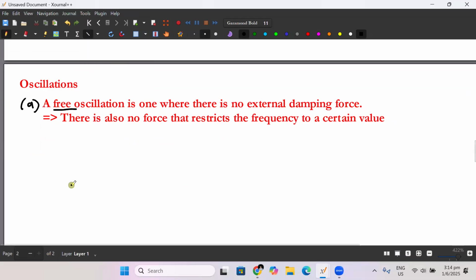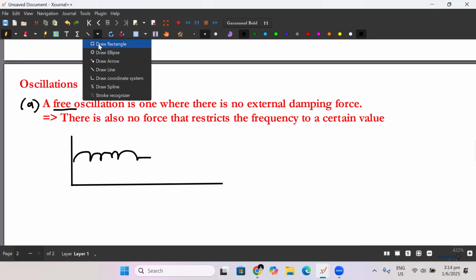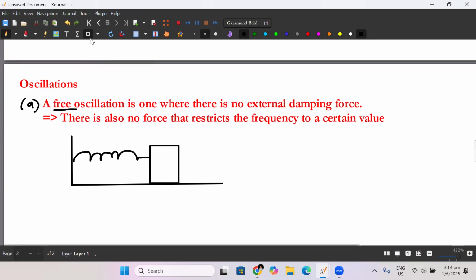I can give you a couple of examples. The most basic free oscillation you get is one where there's a spring and then a block of mass m. I think you can already visualize that if I were to displace this by some distance x, it will experience a net force in this direction. The force F that it's experiencing is also called the restoring force.